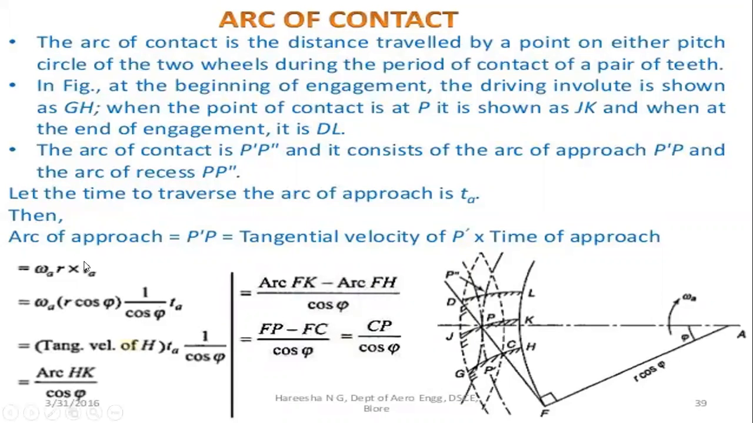So then arc of approach means P dash P, that is the end of the beginning of the engagement. It is taken as the tangential velocity of the P dash and time of approach. So that is taken as the tangential velocity and the time of approach. So we are going to take it as omega A into R. So omega A is the tangential velocity and time of approach means TA.